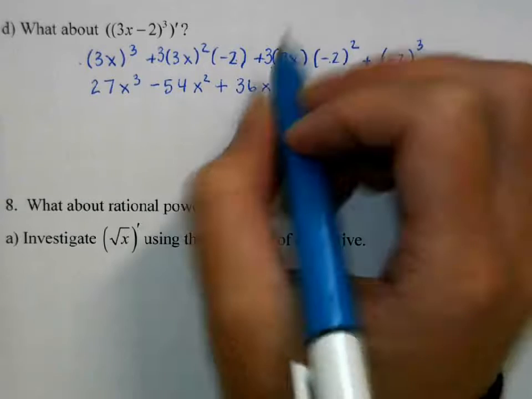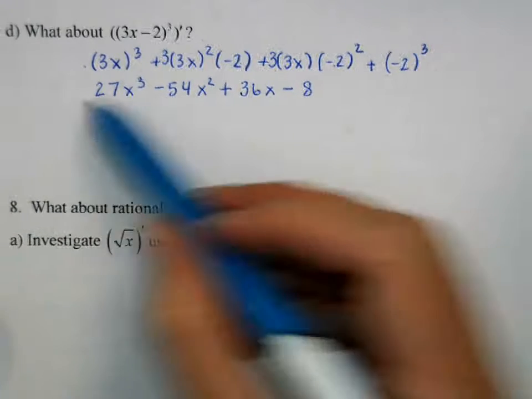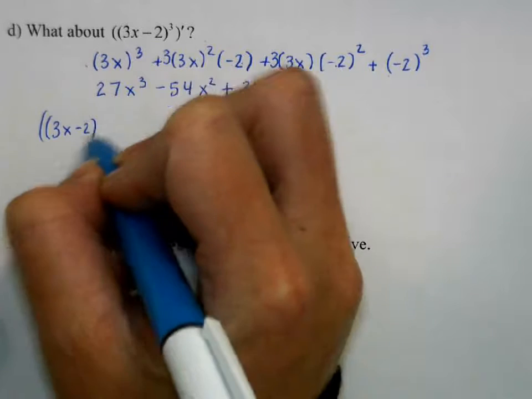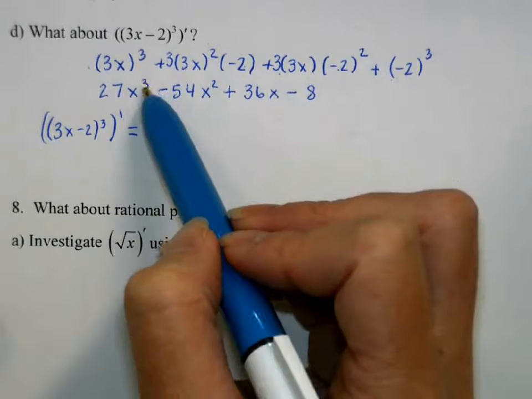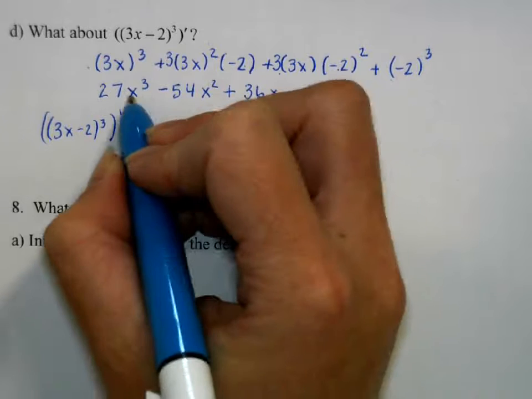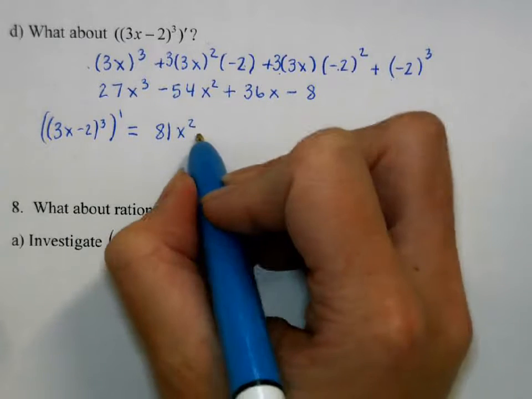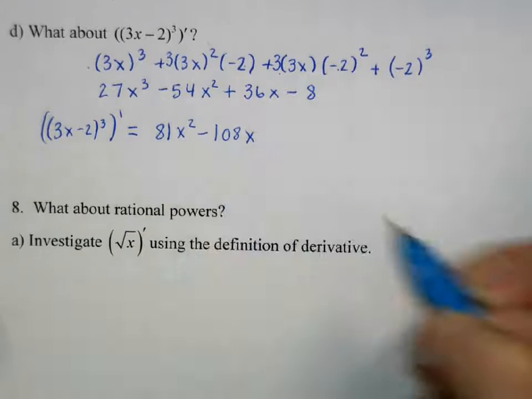So now we can take this derivative. So 3x minus 2 cubed, that derivative, we're going to multiply. So 3 times 27 is 81. Subtract 1 power. Multiply negative 54 by 2 is 108. X to the first power plus 36.